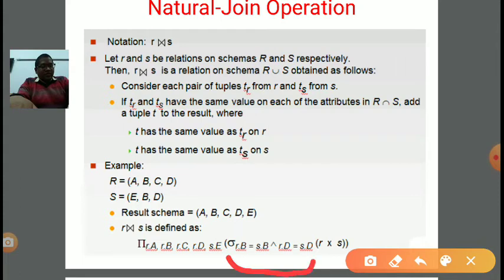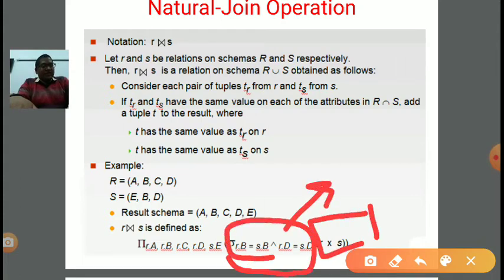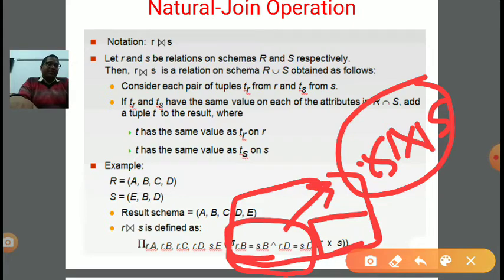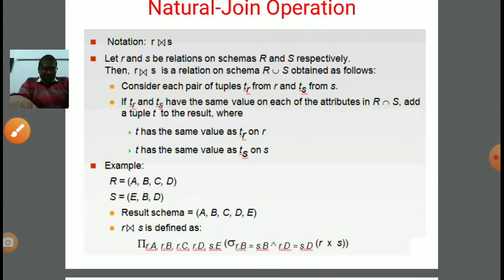So if you do not want to write down these conditions, then rather than using R cross S, we can simply write R natural join S. If we write R natural join S in place of R cross S, then these conditions are not required. Meaning R of B is equal to S of B and R of D is equal to S of D are not required to be written down. Okay. So this is all about natural join.